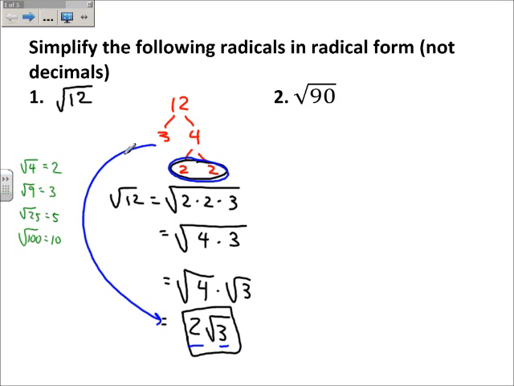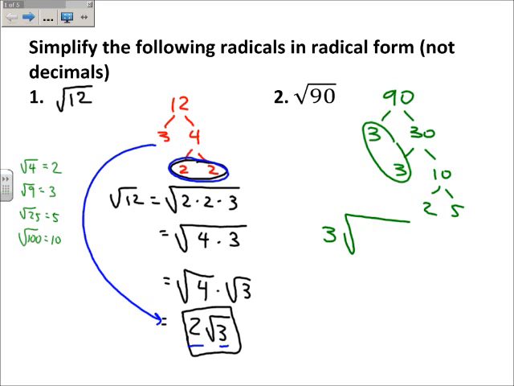The square root of 90, now 90, I'll just pick 3 and 30. 30 is 3 and 10. 10 is 2 and 5. So I have a pair of 3 and 3. That means I have a perfect square. So I rewrite this as 3 from my pair of 3's, square root of what's left, 2 times 5. And 2 times 5 is 10, and so 3 root 10 is a simplified form of the square root of 90.